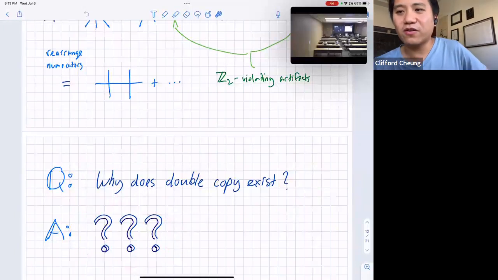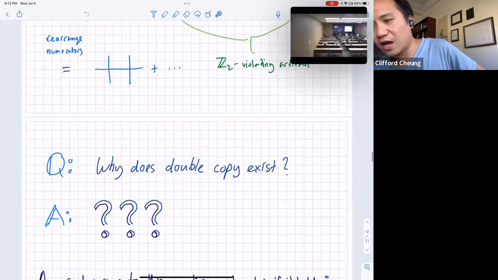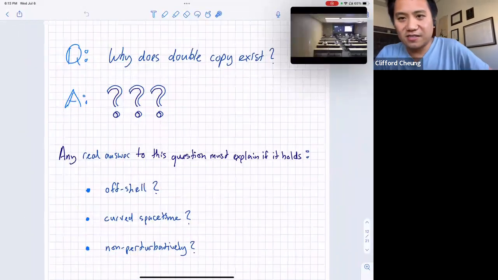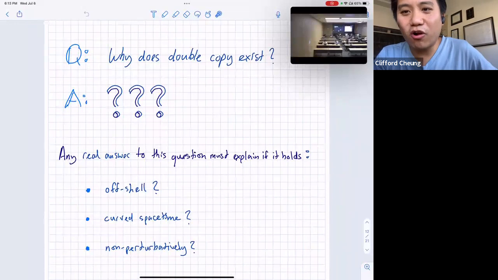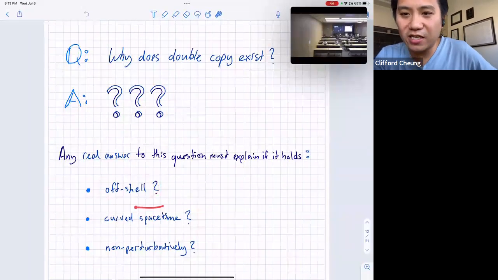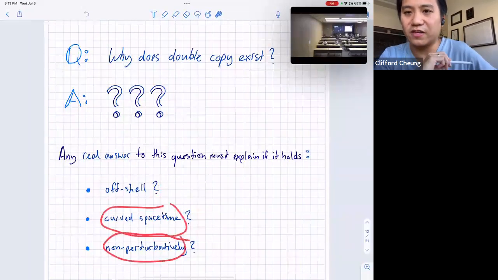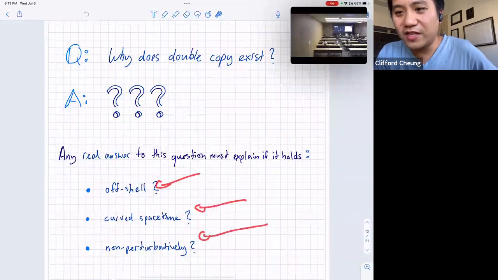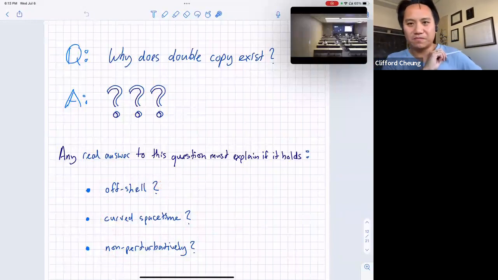But I want to argue here that no one has any clue at all why the double copy is true. Anyone tells you they understand it, I want you to ask them this: does your argument apply off shell? Does it apply in curved spacetime? Does it apply non-perturbatively? If anyone had a real answer to these questions, they would be able to answer you in one second whether any of these are true, and no one has any clue, right?